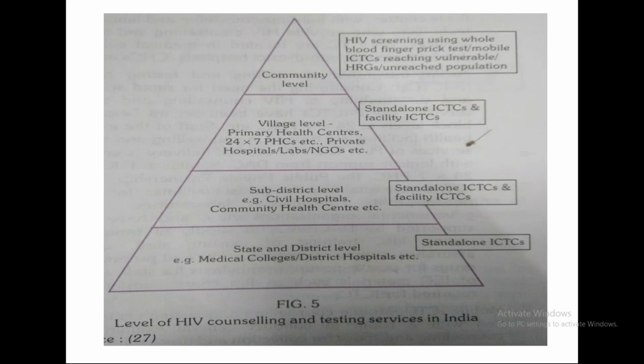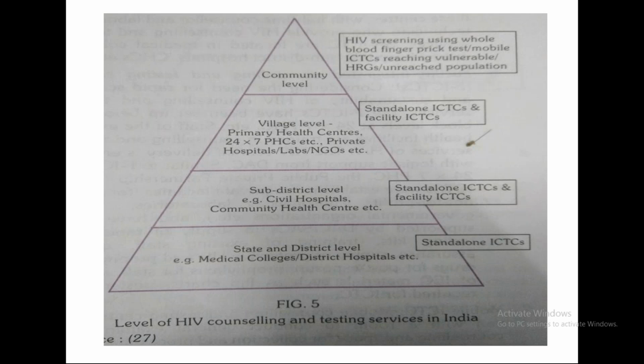And if you look at the level of HIV counseling and testing services in India, you can see state and district level, medical colleges and district hospitals, that is standalone ICTCs. As I told you, the patient load at state and district level hospitals will be heavy, so we need a fixed facility with lab testing services and a counselor to counsel the patients coming to the ICTCs, that is standalone ICTCs at the district hospitals as well as the medical colleges. The second one is sub-district level, that is civil hospitals and community health centers, with standalone ICTCs and facility ICTCs. At the village level, you can see primary health centers, 24/7 PHCs, private hospitals, labs and NGOs, with standalone ICTCs and facility ICTCs.